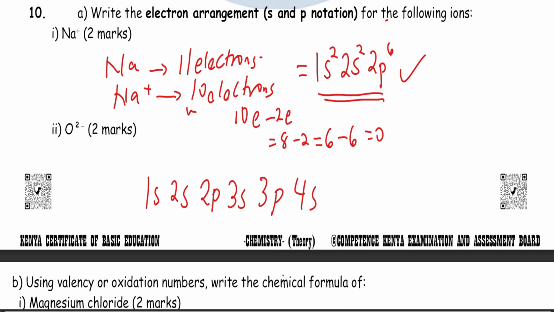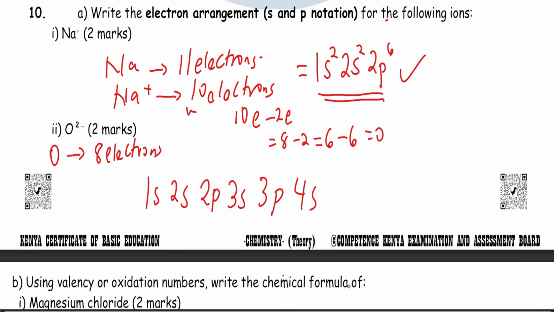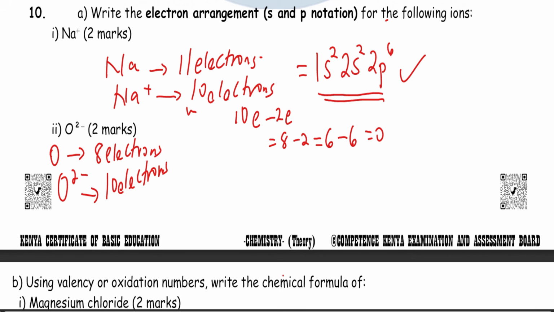Okay. Now for the oxygen, we know that it's number 8, so it means it has 8 electrons, but since it's O2 minus, it gained 2 electrons, therefore it's going to have 10 electrons as well. So again, it's just the same, because if we look at sodium, it had 10 electrons. For oxygen 2 minus, it also has 10 electrons, therefore you write the same thing. So this is your answer.